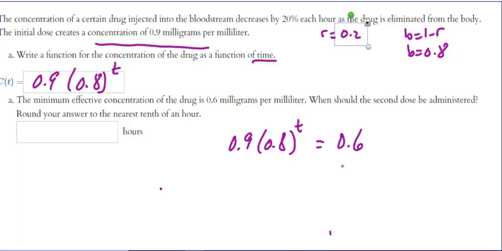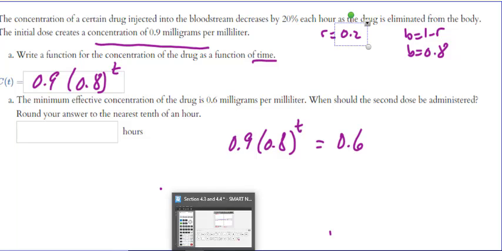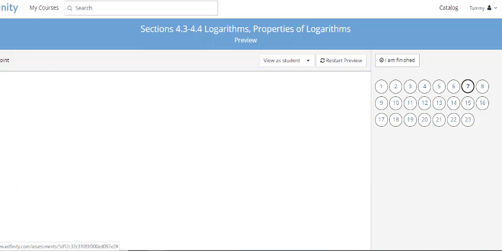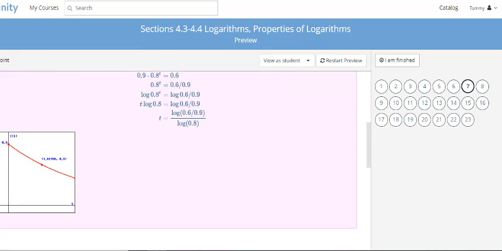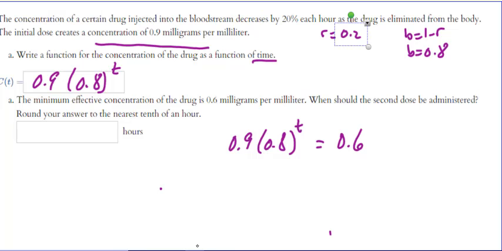You could solve it by log, and I'll show you what that looks like. But we're going to put it in the graphing calculator and let it do it. Dividing both sides by 0.9 and then taking the log, it basically comes out to log of 0.6 divided by 0.9, all divided by the log of 0.8. They leave it as a log. You could type that in, and it would be correct. But I think it's easier to just type this in the calculator and go from there.